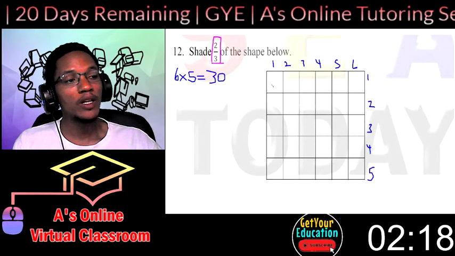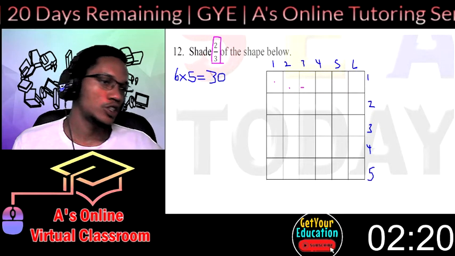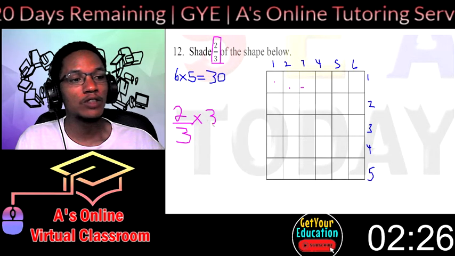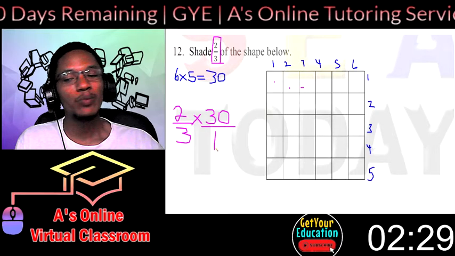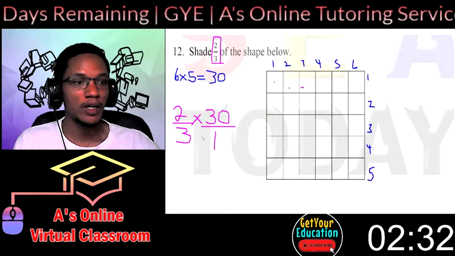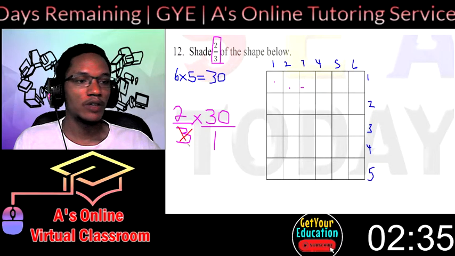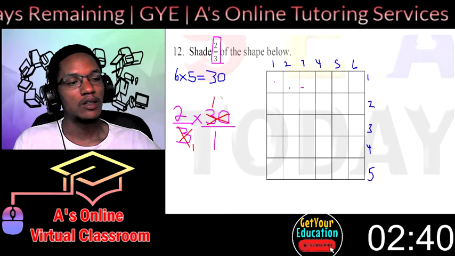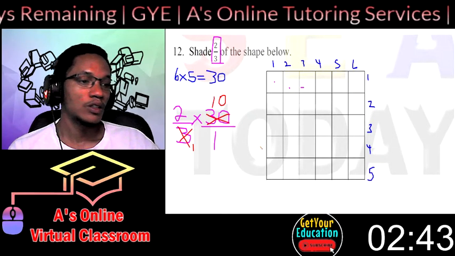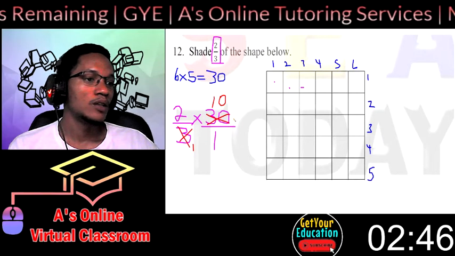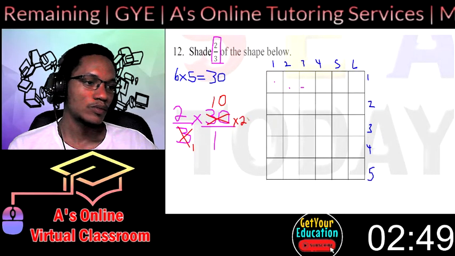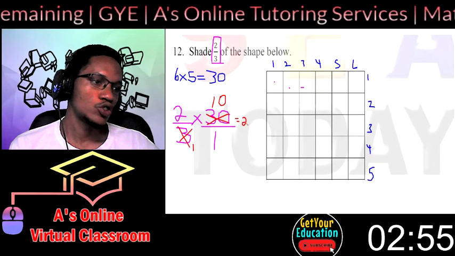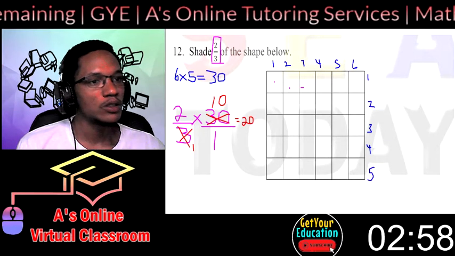Well, to figure out how many blocks we should shade, we should just take 2/3 and multiply it. We want to know what part of the diagram to shade. So anytime you want to find the part of a whole using a fraction, you multiply. So we're going to do 3 divided by 3 is 1, 30 divided by 3 is 10, and then nothing else can reduce. 2 times 10 on top is 20. This is equal to 20 blocks, 20 squares, however you want to put it.